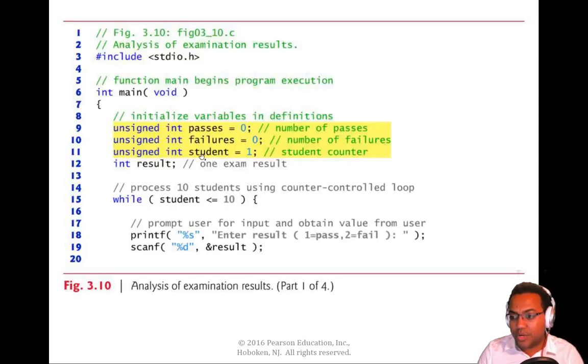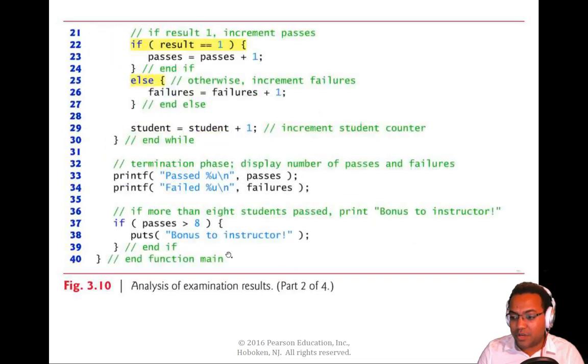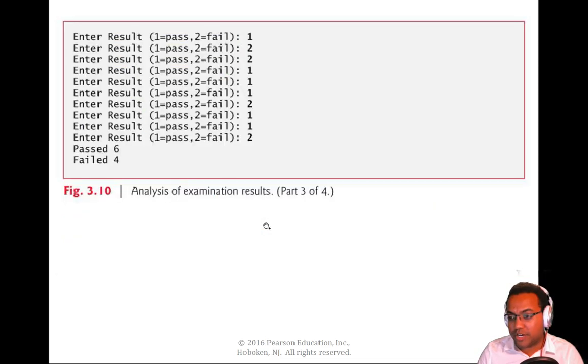And here it goes. So, int student equals 1, blah, blah, blah. We didn't do this. While student is less than or equal to 10, enter result, 1 pass or fail, add the result. If result is equal to 1, add 1 to pass. Elsewise, add 1 to failure. Student equals student plus 1. Increment 1. If passes is greater than 8, print bonus to instructor. And bada bing, bada boom, I don't see bonus to instructor because it says passed 6.